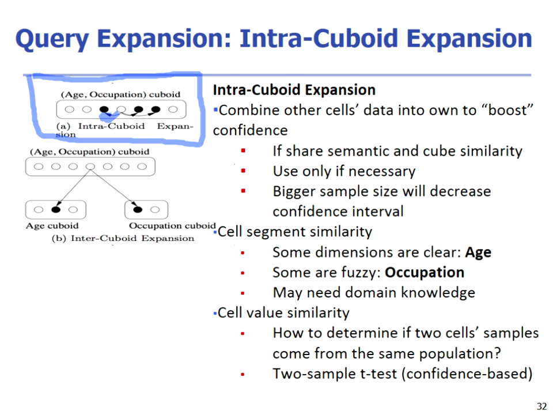For cell semantic similarity, some dimensions are clear, for example age. Some are fuzzy, for example occupation. So occupation is not very clear. For this reason we may need domain knowledge.